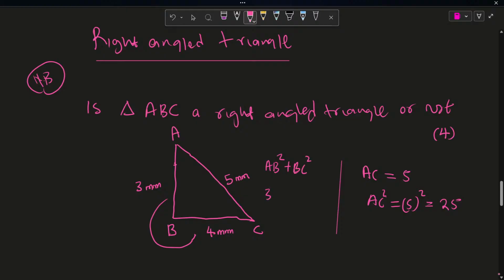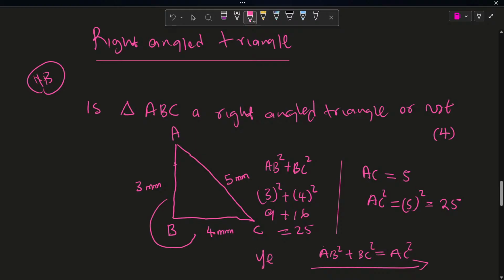Remember, AB is 3 squared. BC is 4 squared. When you press a calculator, it will be 9 plus 16, and then what do you have? 25. What does it mean now? It means AB squared plus BC squared is equal to AC squared. The answer is yes. It's a right angled triangle.